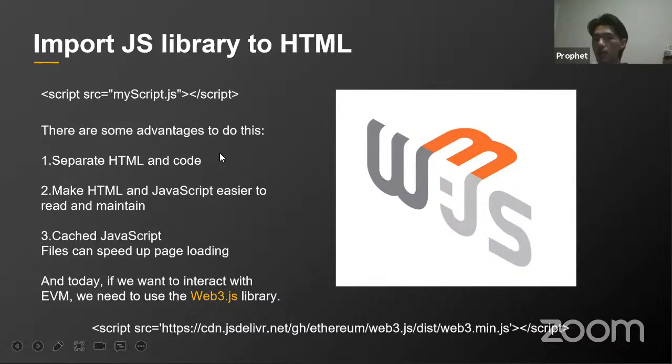Web3.js. This is a library that can help you interact with the EVM, including Ethereum and Binance Smart Chain or other Solidity, Ethereum-like environments, using only the Web3.js library. Here I give you a reference of how to use the Web3.js library by an online path. You can just use this path, and I will upload the Solidity file and HTML file to GitHub too.